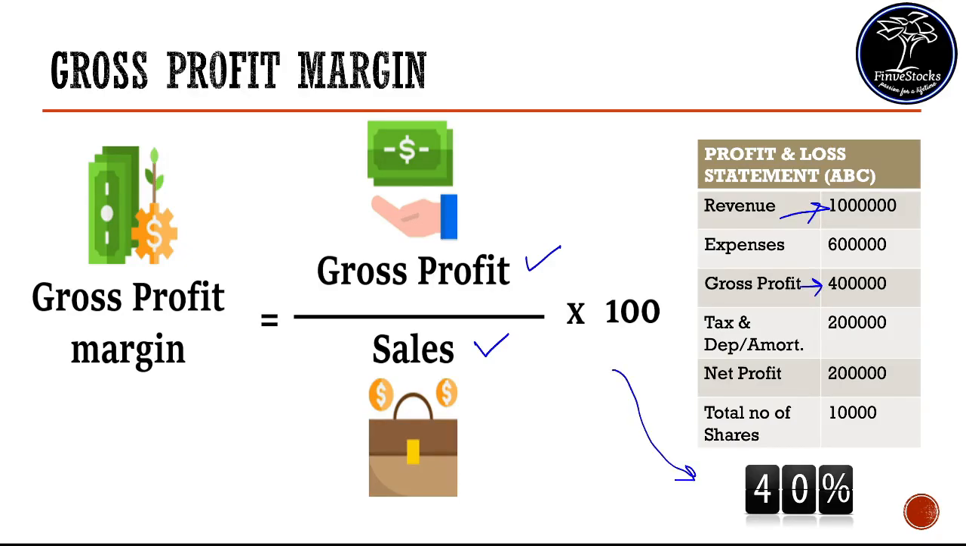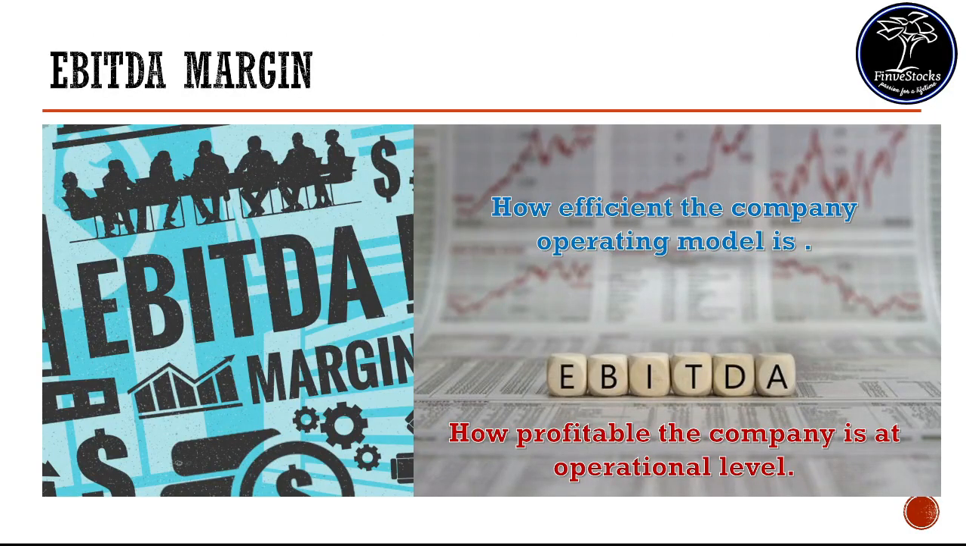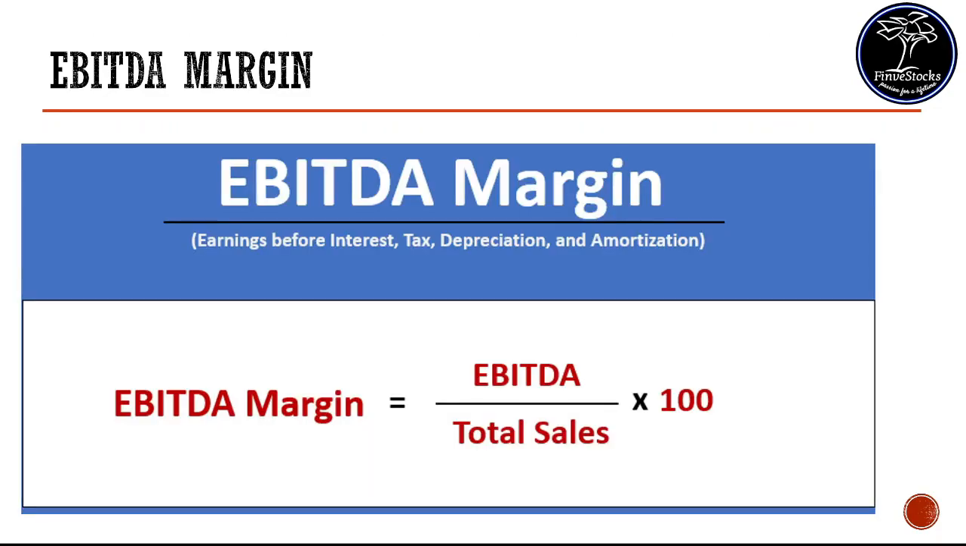Next comes the EBITDA margin. EBITDA margin is EBITDA upon total sales. EBITDA margin tells us how efficient the company's operating model is. EBITDA margin tells us how profitable the company is at an operating level. So EBITDA is operating revenue minus operating expenses. That is total revenue minus other expenses minus total expenses minus finance cost. So EBITDA margin is EBITDA by operating revenue.